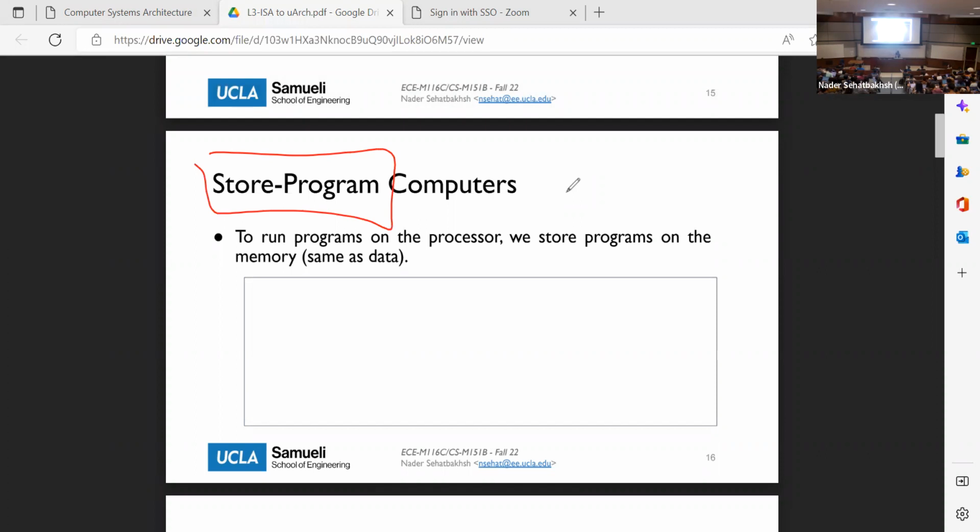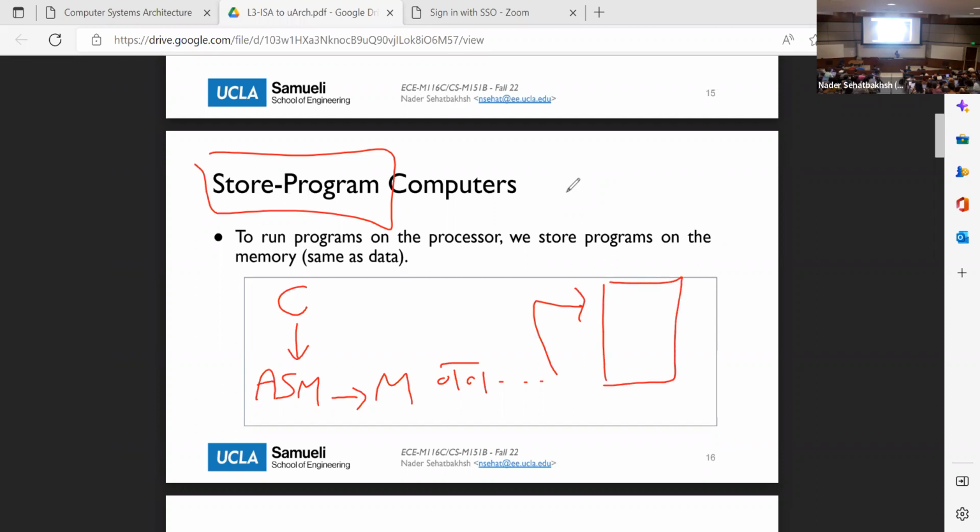So what will happen is that we have our C program, and then we get our ASM program. And then later on, I'm going to show you how we get to the machine code, which is basically a list of zeros and ones. Okay. Once we have these zeros and ones, the question is, what should we do with this? What we're going to do is put this into the same memory that I just described to you.